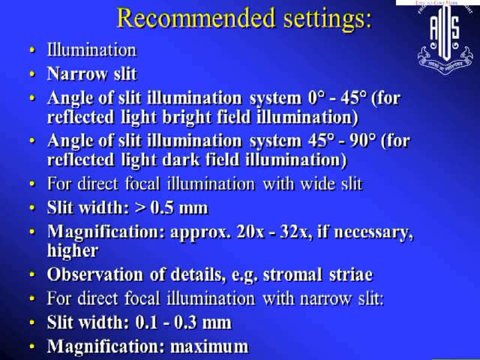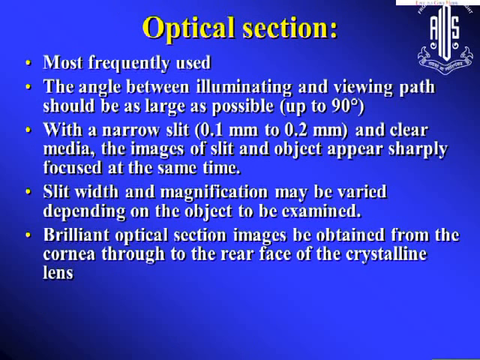For direct focal illumination with a narrow slit, the slit width has to be 0.1 to 0.3, with maximum magnification. This is the most frequently used, and probably most of us simply go straight away to this examination. The angle between illumination and viewing path should be as large as possible, up to 90 degrees, depending on what you are going to examine. With a narrow slit, 0.1 to 0.2 mm, and clear media, the image of the slit and object appear sharply focused at the same time.